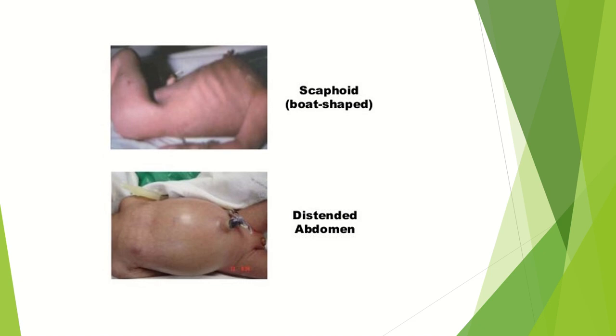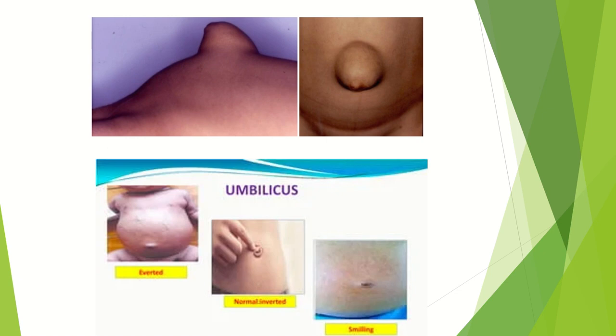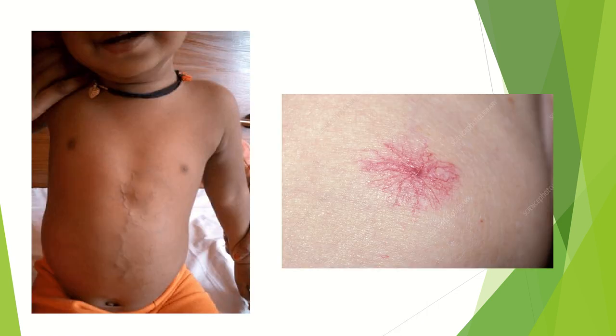Now in this slide, the first picture shows the scaphoid, boat-shaped abdomen, and the second one shows the distended abdomen. Now this shows the 3 types of umbilicus. The middle one is the normal inverted umbilicus, the left one is the everted, circular umbilicus, and the third one is the smiling umbilicus, the transversely slit umbilicus, which can be seen in ascites due to any cause. The first picture shows the prominent veins and the spider naevi. Now have a look at this video.